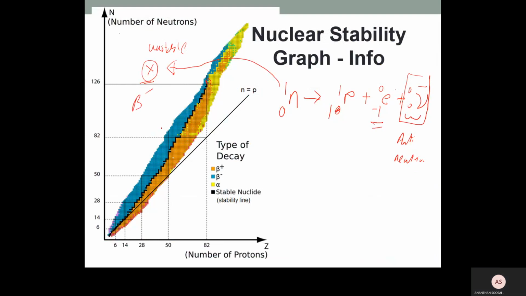So any element on top here will release beta negative. An element which has excessive neutrons has more chance to radiate beta negative, so it tries to decrease the number of neutrons and increase the number of protons.